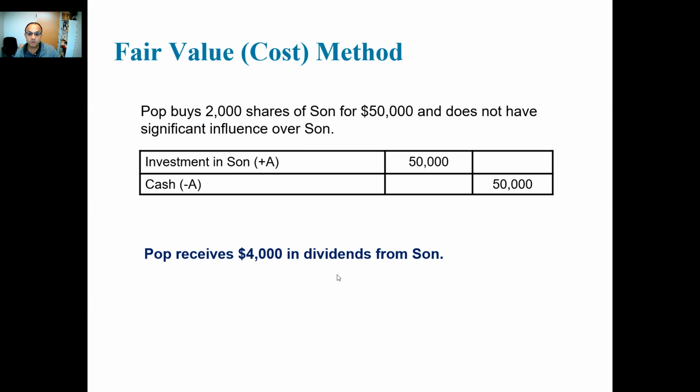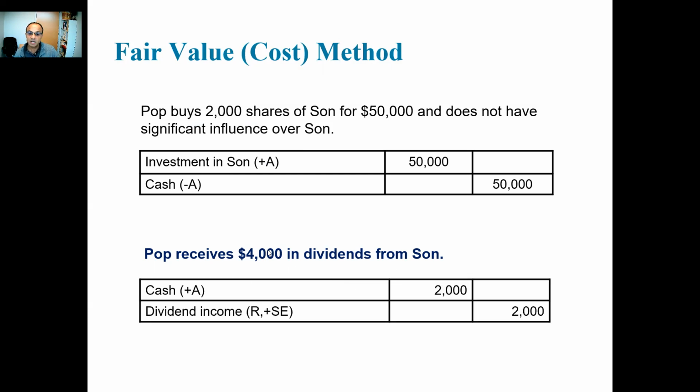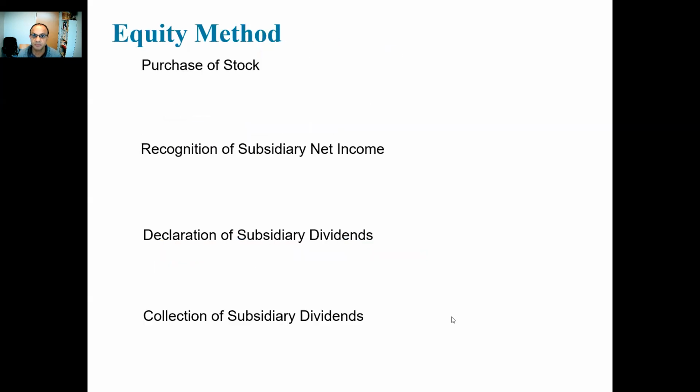Then, at the end of a certain period, the parent company receives $4,000 in dividends. So how can we record it? We debit cash by the dividends amount, and we credit dividend income by the amount. So here we put 2,000, I'm sorry, this should be 4,000. So here I made an error. It should be 4,000, the amount of dividends they received.